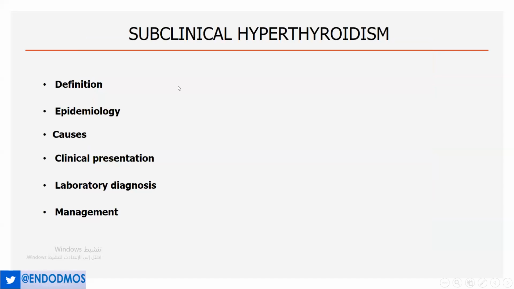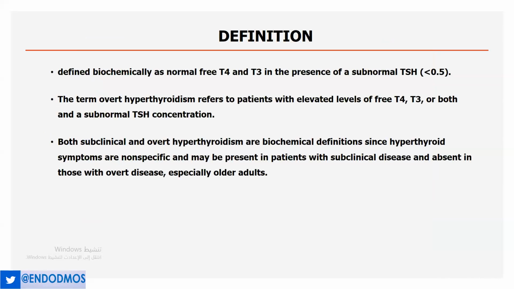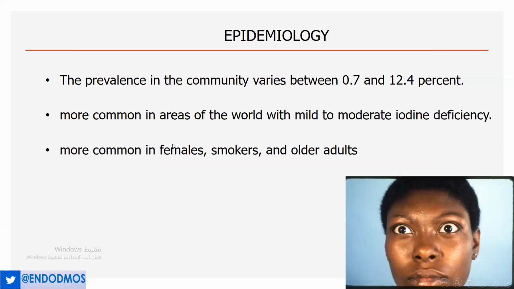Subclinical hyperthyroidism: definition, epidemiology, causes, clinical presentation, laboratory diagnosis, and management. So what is the definition? Defined biochemically, normal free T4, T3 with low TSH, less than 0.5. The term overt hyperthyroidism refers to patients with elevated levels of free T4, T3, or both, and subnormal TSH concentration.